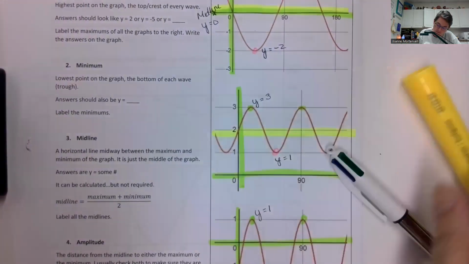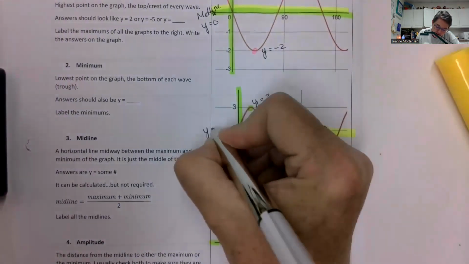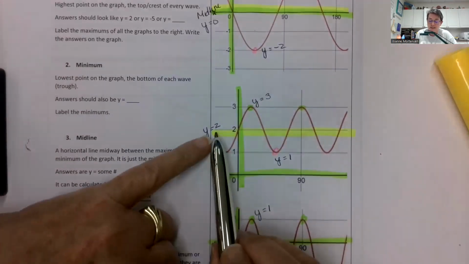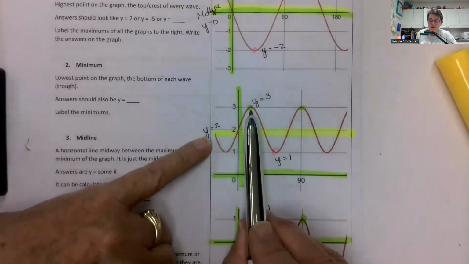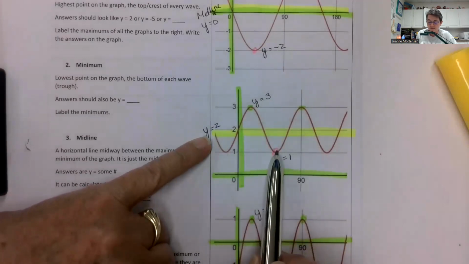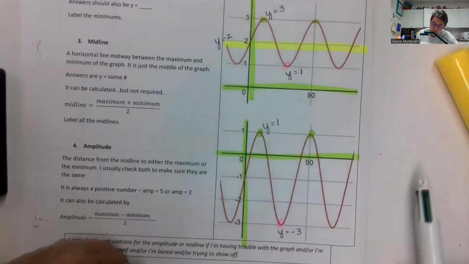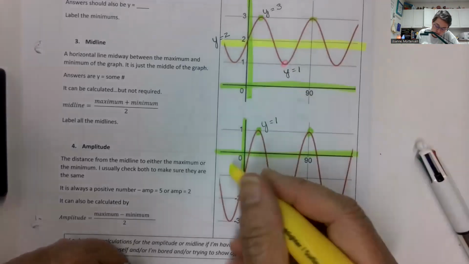Here we go. So this is y is equal to 2. And it's always y because we're measuring it on the y-axis. When we start to graph these, the first thing we're going to do is draw our middle. And then we're going to say, well, we'll go same amount up, same amount down. There we go. And here we go, middle again.